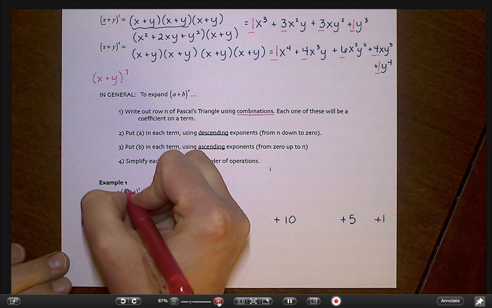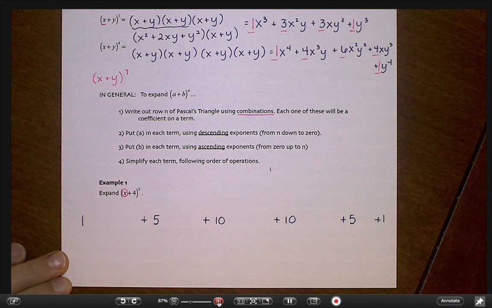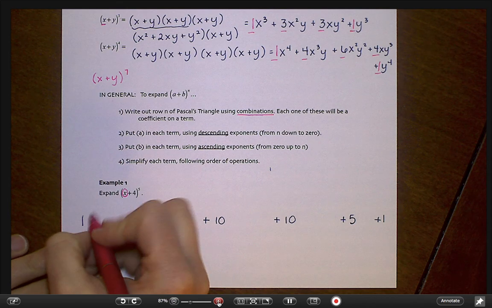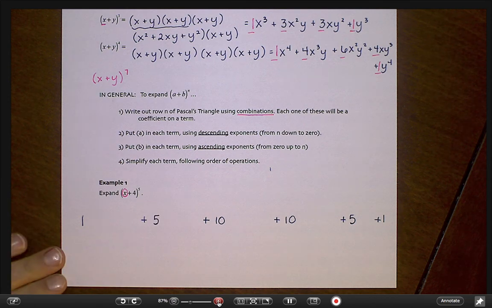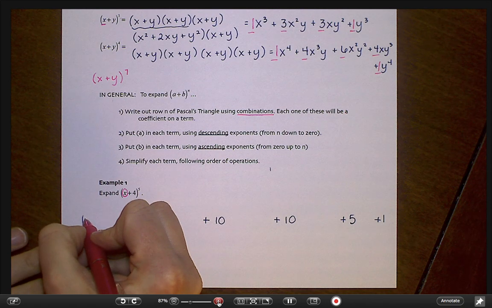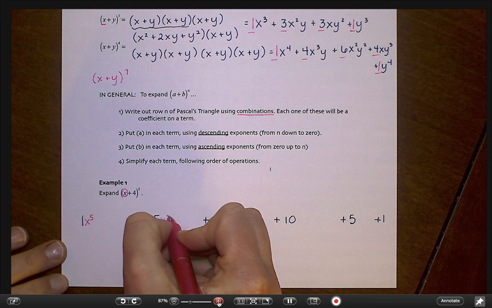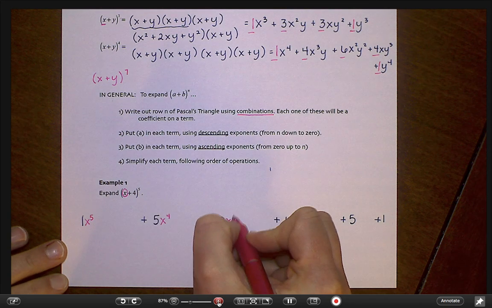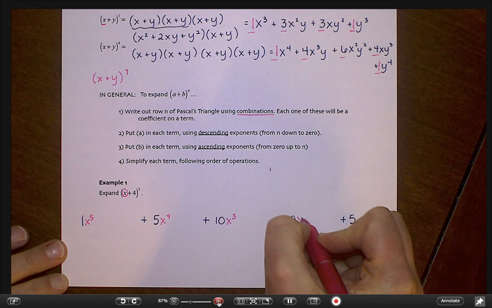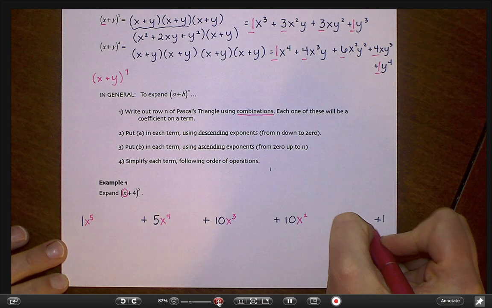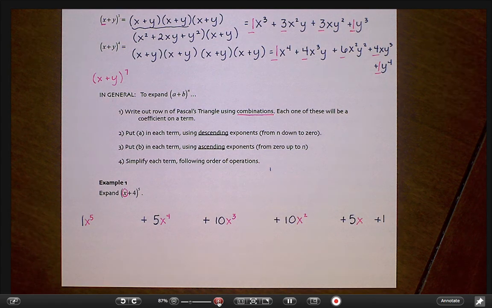So now I'm going to take this x and put it in descending order of exponents. Since it's just an x, I'm not going to worry about the parentheses piece. The parentheses piece is really only important with numbers. So I'm going to put an x to the 5th, x to the 4th, x to the 3rd, x squared. This one gets an x to the 1st, and this last one doesn't get an x at all.